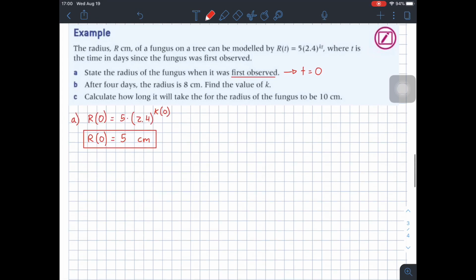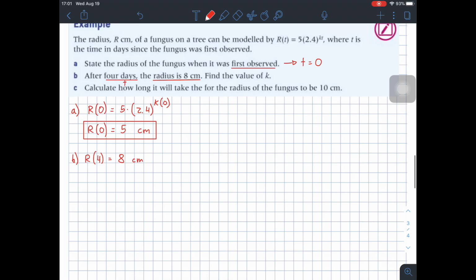Okay, then we have part B, which says after 4 days, the radius is 8 centimeters. Find the value of k. So 4 days, this is our value of t. This is t. And we know the value of the radius, which is 8 centimeters. So that's exactly what we're going to do. We know that r of 4 is equal to 8 centimeters. So if we use the equation, we're going to say that 8 is equal to 5 times 2.4 to the power of k. We don't know the value of k. And the time is 4.